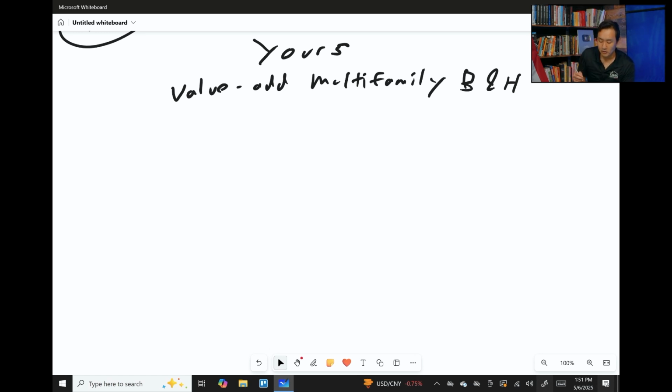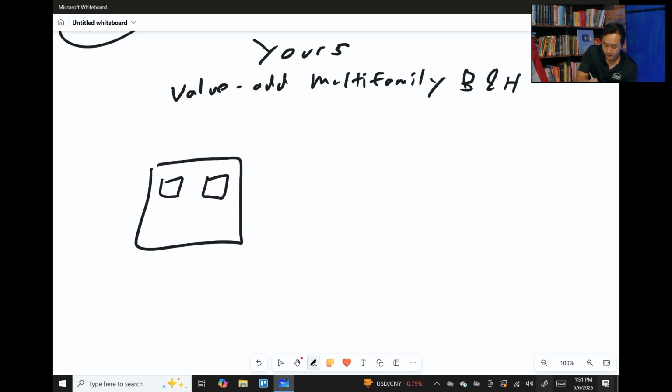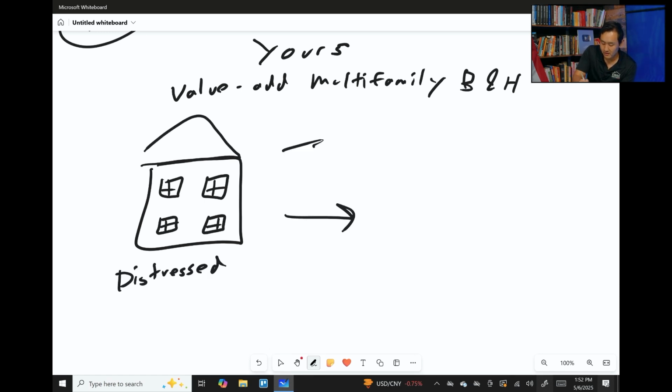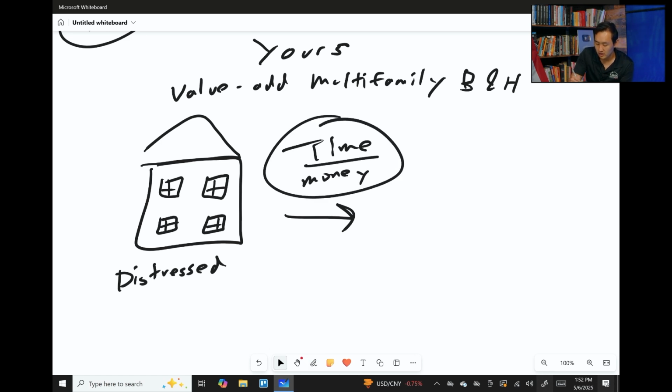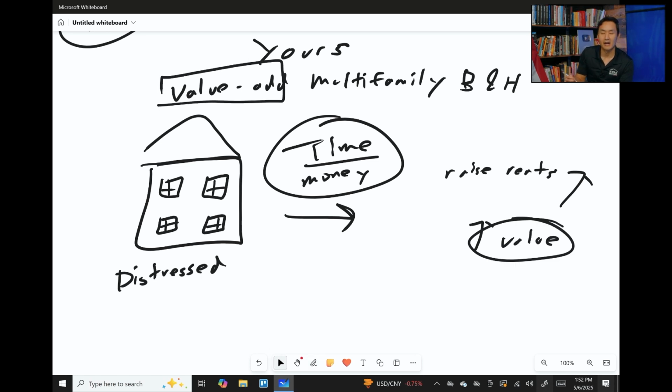Now, what value add multifamily is when, let's say you find a 4-unit building, okay? So in this crazy world, 4 windows implies 4 units, okay? And let's say that it's in really, really bad condition. What value add is when you buy a property that's distressed, you spend time and money fixing it up, and because it's in better condition, you're able to raise the rents, and because you raise the rents, you also increase the value of the property. Hence the name value add, okay?